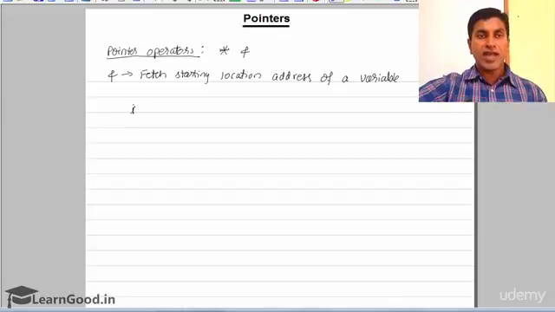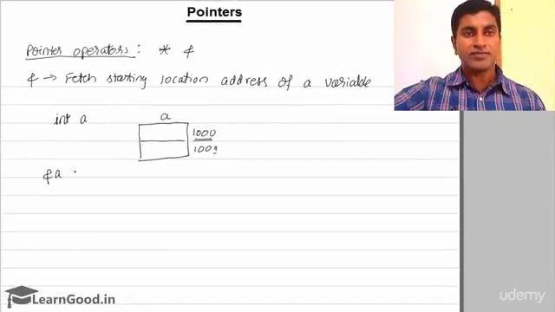Let's take an integer variable a, where 2 bytes have been allocated for a. If the starting address is 1000 and the second is 1001, then to fetch the first address, 1000, you give ampersand of a. When I say ampersand of a, it always gives you the first location address, that is 1000.